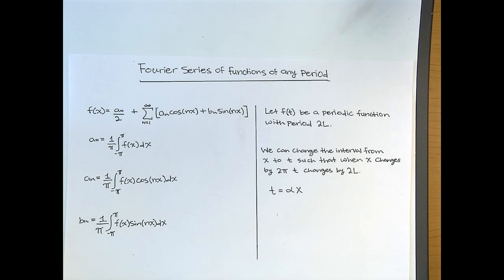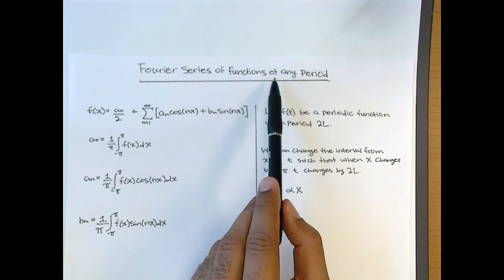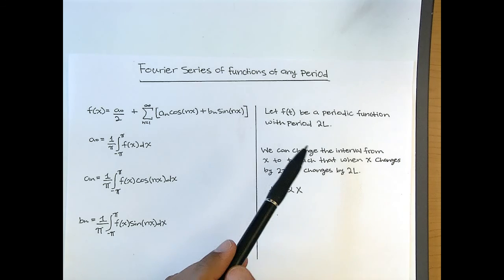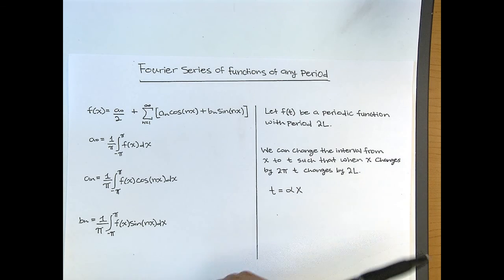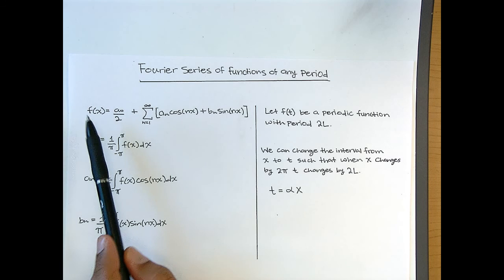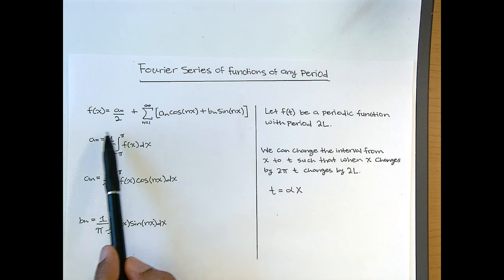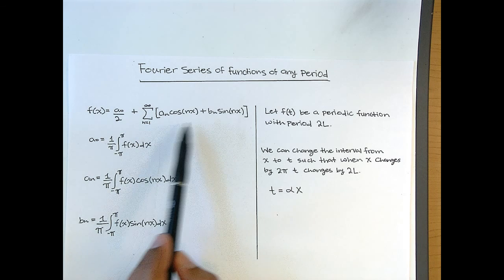Okay, so in this video I want to talk about Fourier series of functions of any period. Previously we've been talking about Fourier series of functions with period 2 pi, okay? And for functions that are 2 pi periodic, we saw that the Fourier series is given by the following form here, okay?